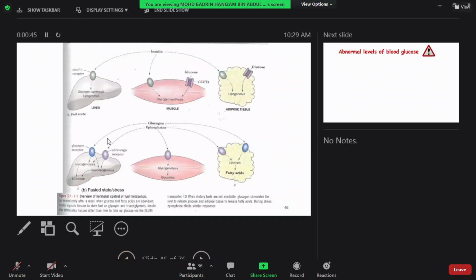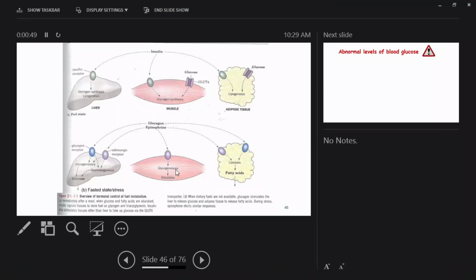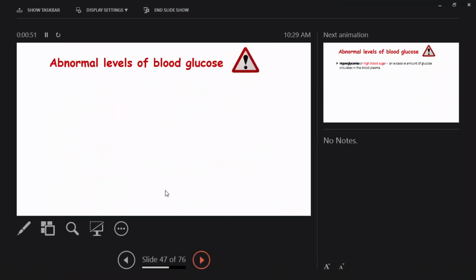Okay, let's continue. Okay, I think we have done this, right? We already discussed this. Alright, let's look at the abnormal levels of blood glucose. Abnormal levels of blood glucose, if it's high, we call it hyperglycemia.